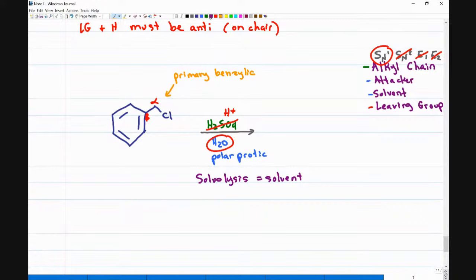The trick for drawing the product of an SN1 reaction without the mechanism is to redraw the skeleton exactly as you see it. And then in place of the leaving group, you put a bond to, take your molecule, you remove one hydrogen, and that's what you add. So if you have water, you remove the hydrogen, and you just add the OH. That is the shortcut for coming up with your SN1 product.